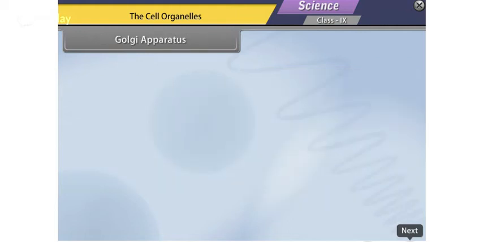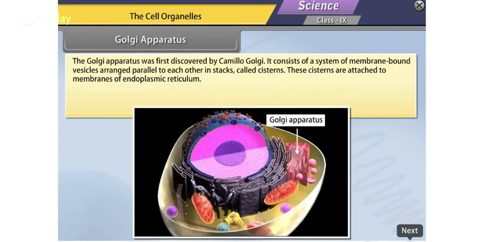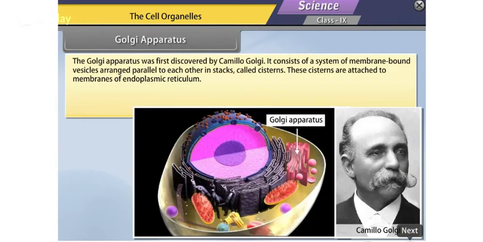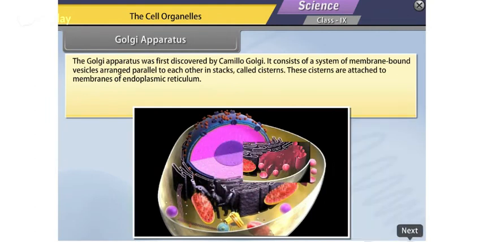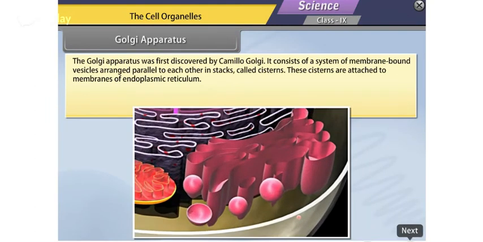Golgi Apparatus. The Golgi Apparatus was first discovered by Camillo Golgi. It consists of a system of membrane-bound vesicles arranged parallel to each other in stacks called cisterns. These cisterns are attached to membranes of endoplasmic reticulum.